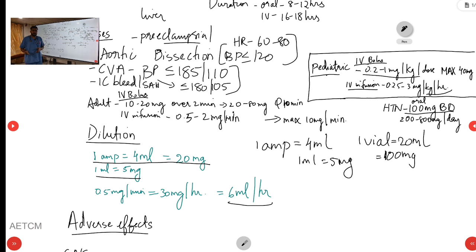Then we can increase the rate by increasing 6 to 12, to 18, and so on. So it will become 0.5 mg per minute, 1 mg per minute, 1.5 mg per minute, and like that we can go on increasing the dose. Okay, so that is the infusion. Usually we give only intermittent boluses, and only if required should we start an infusion. So you need to know that also.